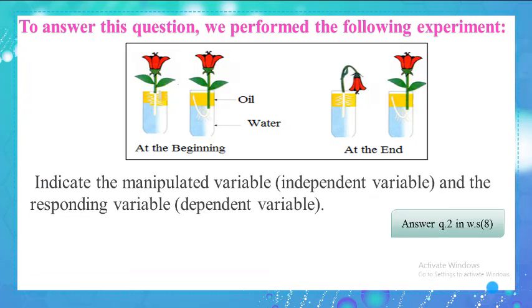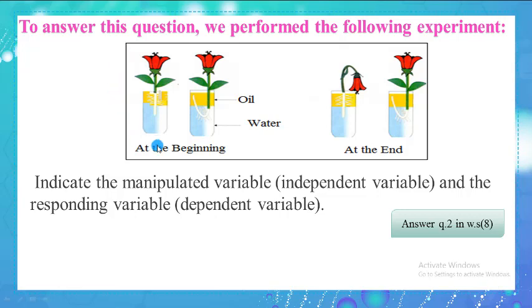For this experiment, indicate the manipulated variable or independent variable and the responding variable or the dependent variable. Before you answer, remember, what do we mean by manipulated variable? It is the different condition between the two setups of the experiment. What is the responding variable? It is the result affected by the presence of the manipulated variable.